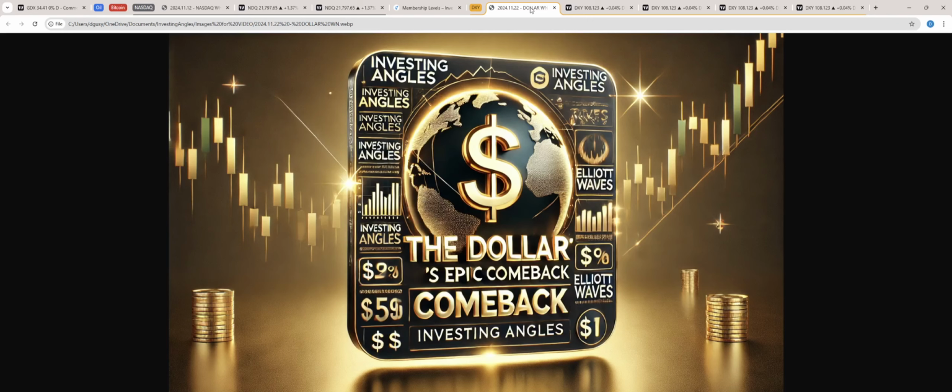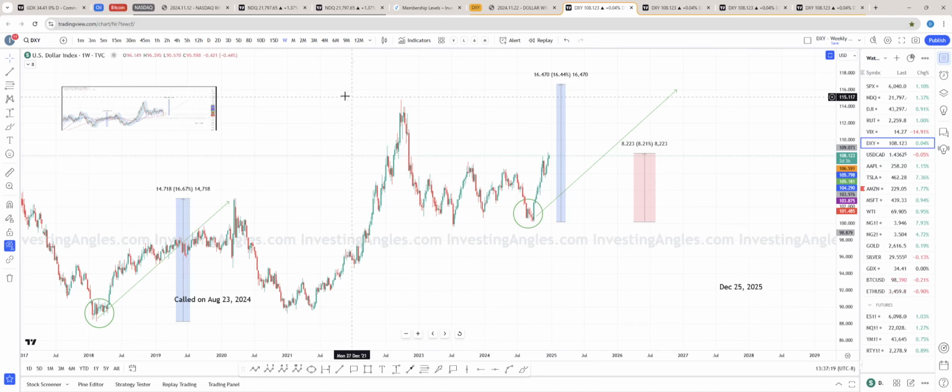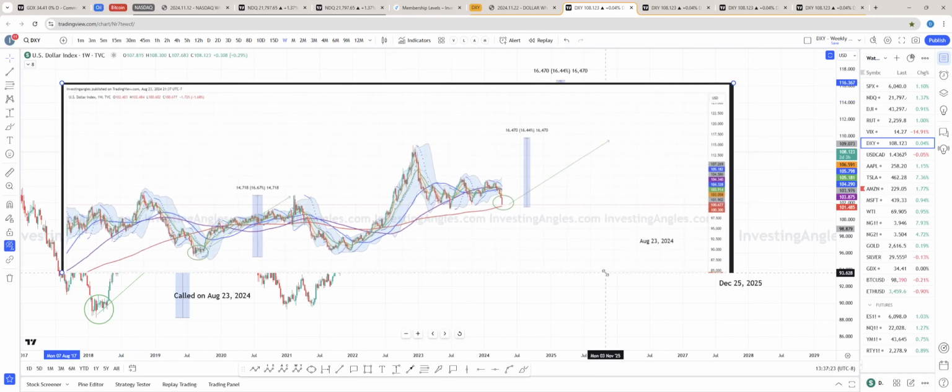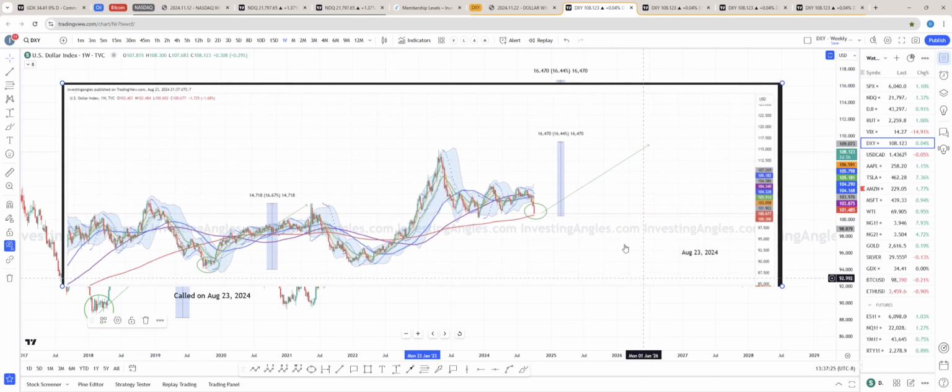Let's move on to the dollar index. As Mark Twain might say, rumors of Greenback's death have been greatly exaggerated. And this is why. This is our famous call on August 23rd. On August 23rd, when the dollar was 100 and change, we said that the dollar has a very good perspective to move about 16% towards 116 or something like this.